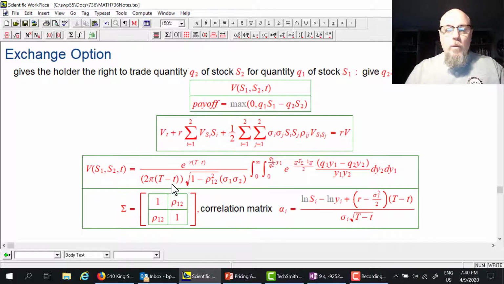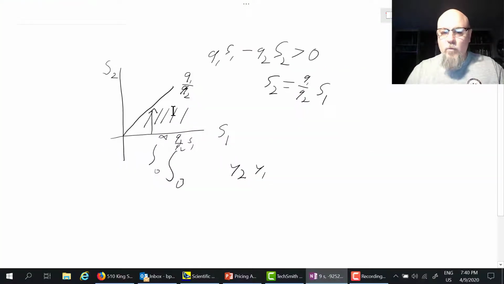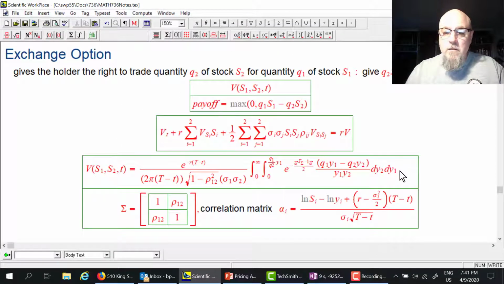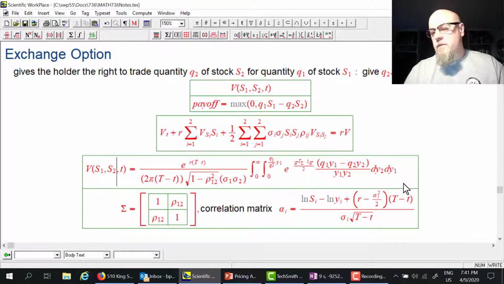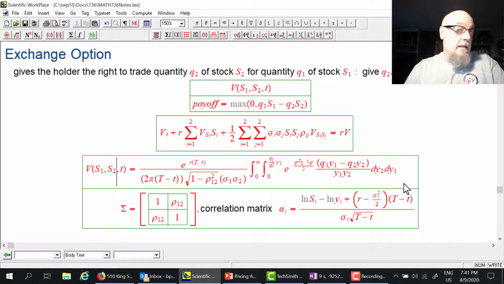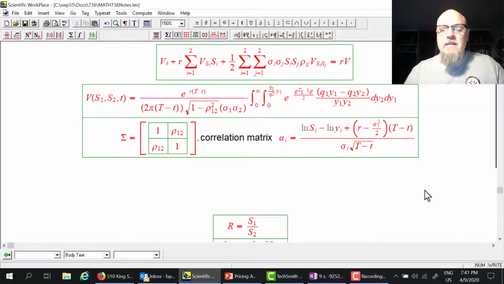So we understand what this exchange option is. We see where in the region we would want to exercise it. We use this to set up the integral, and if we want, we can do Monte Carlo integration on this. It's tempting that we might just be able to integrate it analytically. We won't, but it kind of looks like we might be able to. Monte Carlo would be the best way to integrate this. But now I want to introduce an idea here.